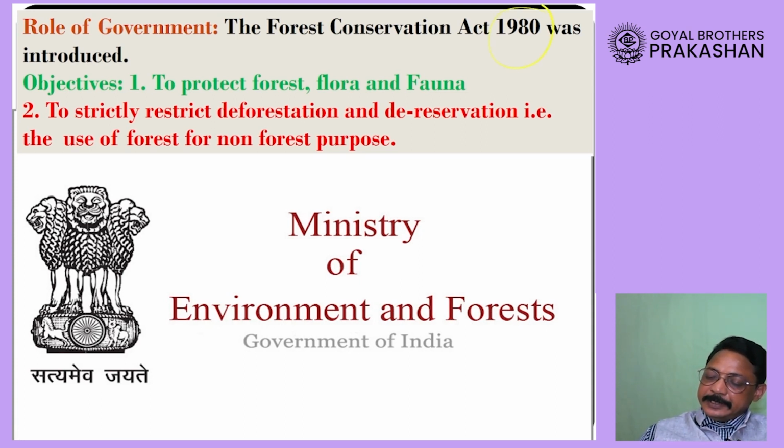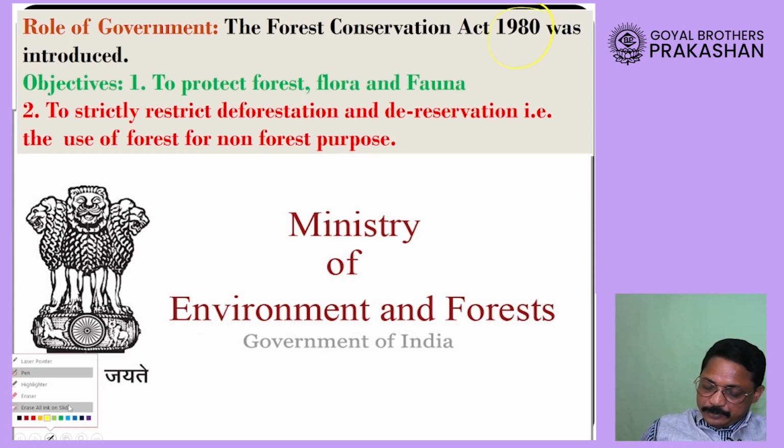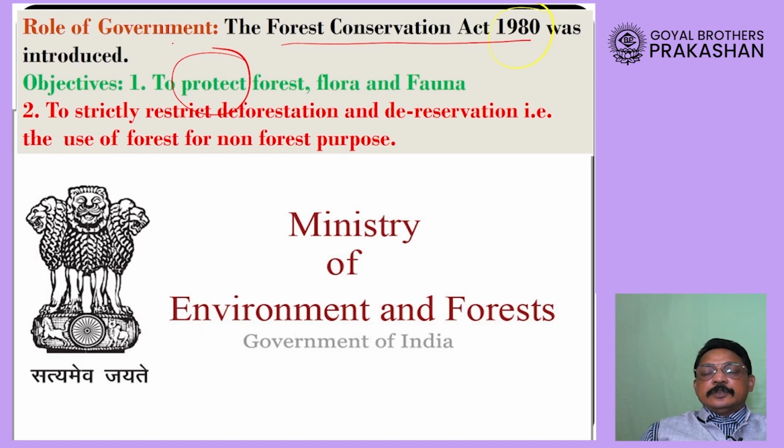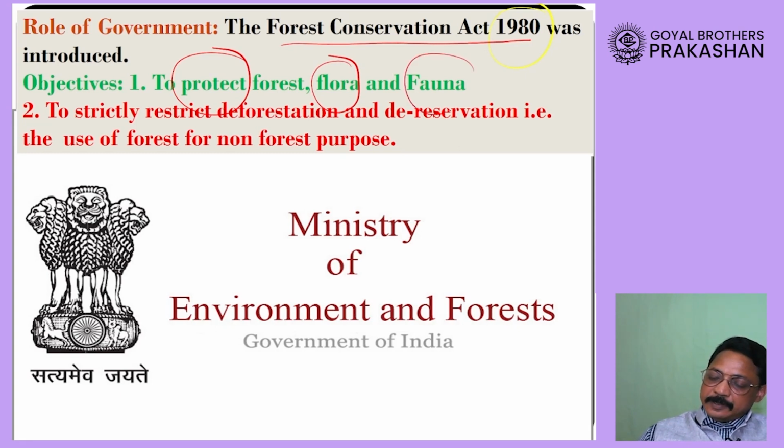Now, the government is also taking some steps. For example, in 1980, the government passed an act which is called the Forest Conservation Act. And why was this act passed, dear students? The simple reason is the government wanted to protect our forest. When the forest is protected, the plant life will be protected, and fauna, meaning animal life, that means wildlife, will also be protected. By passing this law, the government has put very strict rules in order to carry out deforestation. That means if somebody wants to carry out deforestation, they have to make sure that they are planting a greater number of trees.